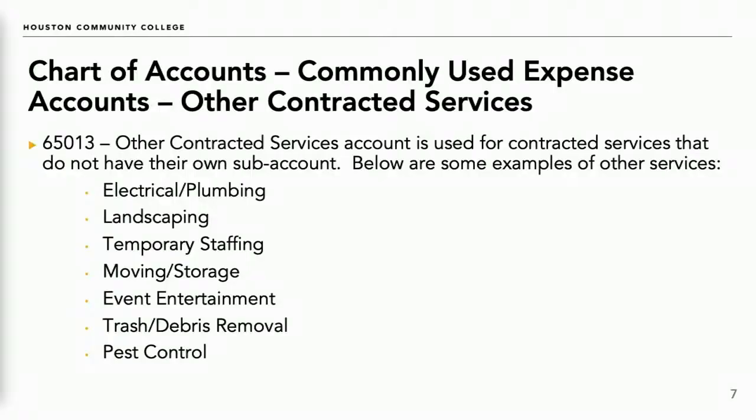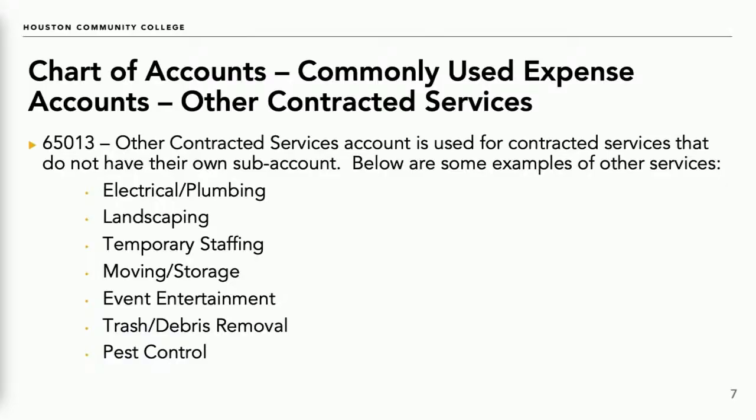And so we also wanted to call out, again, looking under the hood, what is in other contracted services, because to me it feels a lot like a miscellaneous account, so I want a little more specificity about what's contained therein. So it's account number 65013, and it's used for contracted services that do not have their own sub-account. And some examples are listed below.